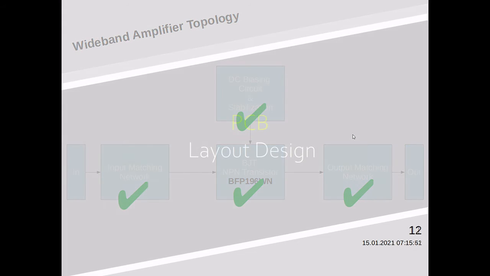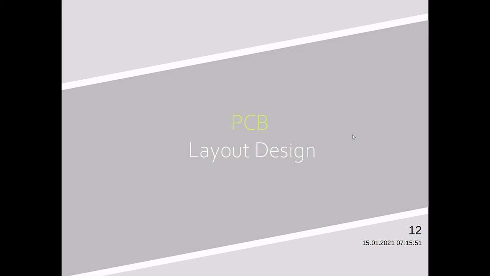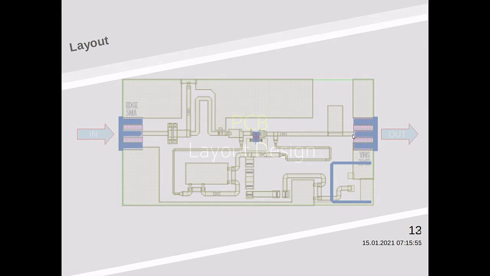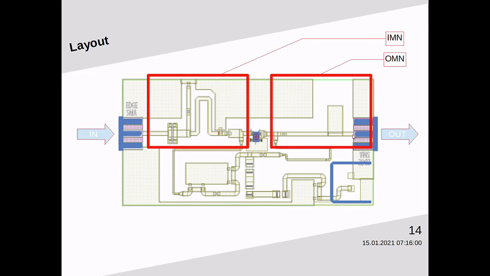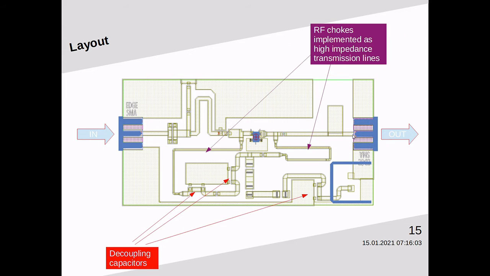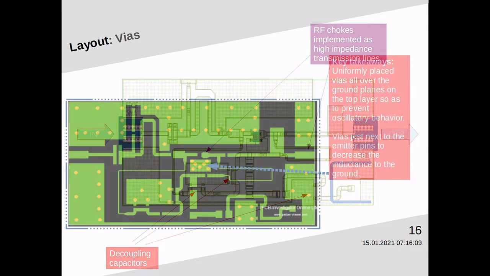Let's now move on to the PCB layout of the amplifier. Here, input matching and output matching segments are highlighted over the PCB. The DC segment of the amplifier is more populated. There are many decoupling capacitors, resistors, RF chokes that are eventually connected to the base and the collector of the transistor. One thing missing in those figures were the vias.